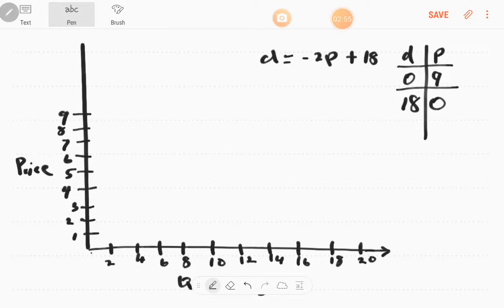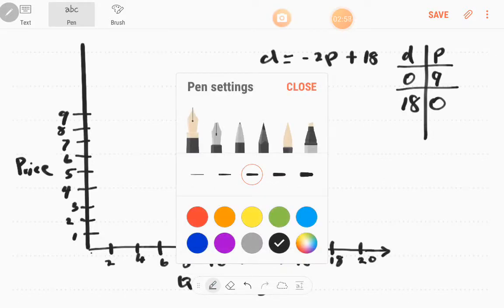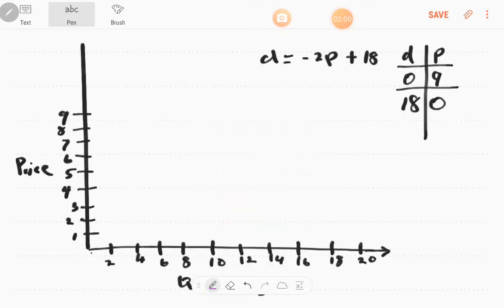So we want to graph this. So the point 18, 0 is over here because the quantity is 18 when the price is 0. And when the quantity is 0, the price is 9. So let's connect this with a straight line.